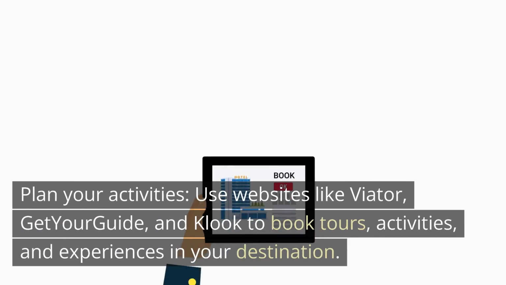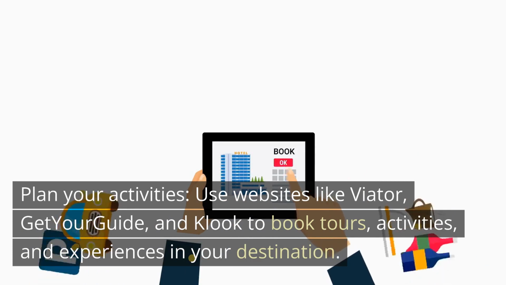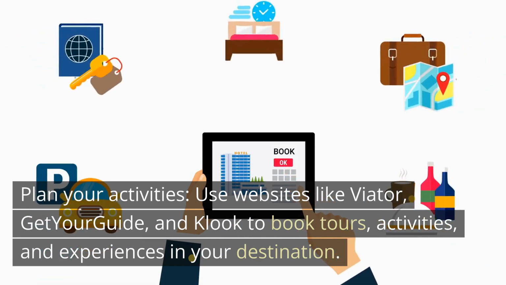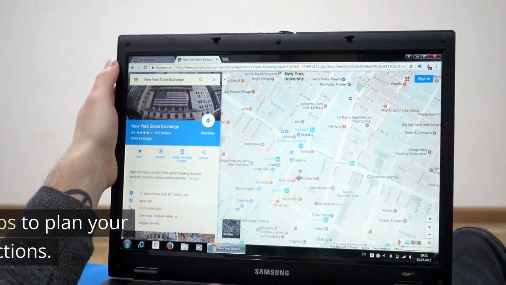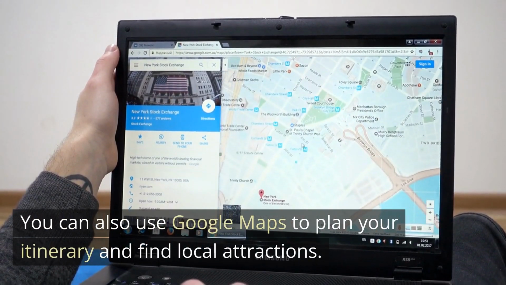Plan your activities. Use websites like Viator, Get Your Guide, and Klook to book tours, activities, and experiences in your destination. You can also use Google Maps to plan your itinerary and find local attractions.